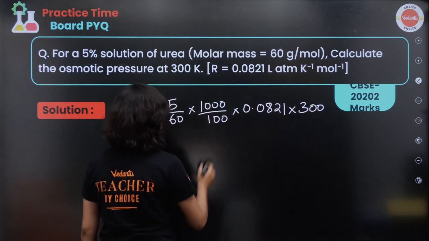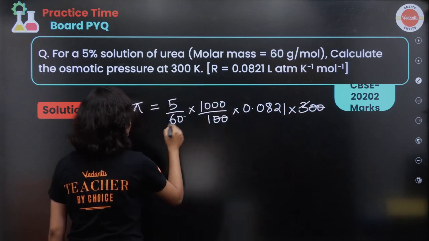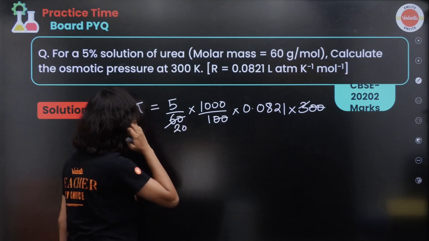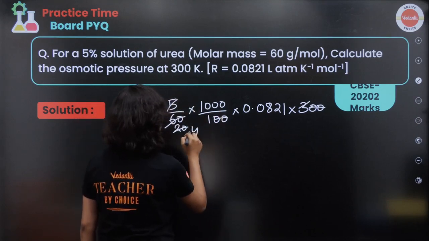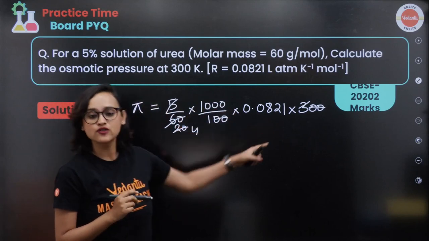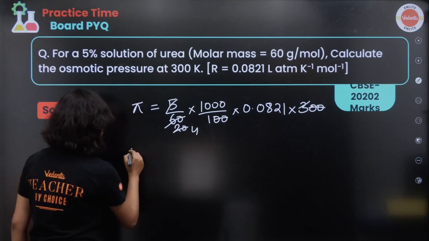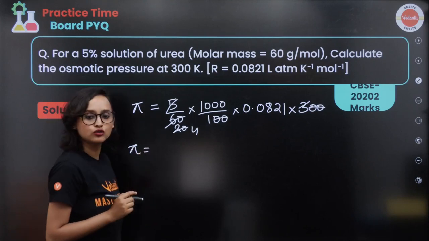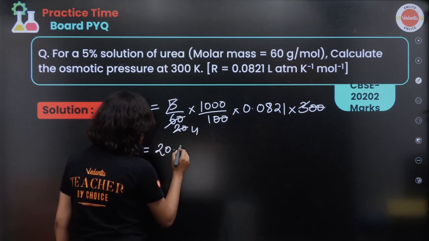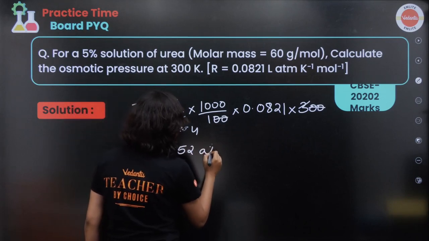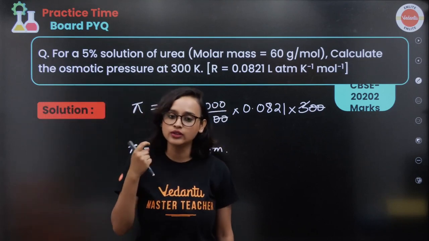Now what do we have? 0 cancels, 0 cancels, 3, then 3, 2 is 6, 20 here, then 5, 4 is 20, so 1000 divided by 4. If you solve this completely, what will we get? We will get pi is equal to around 20.52 atm. How did I get this, guys? I'll tell you that also.